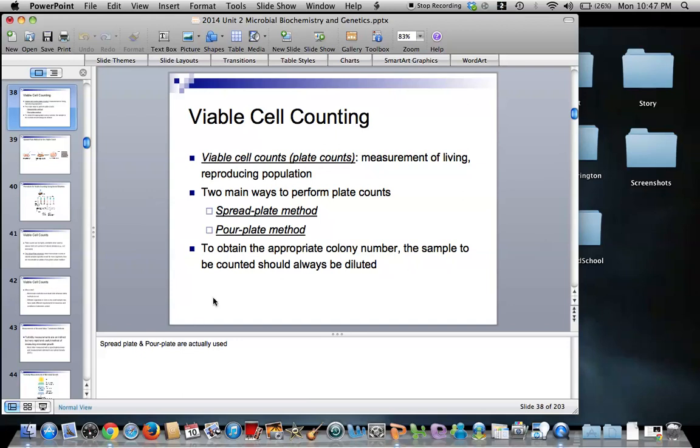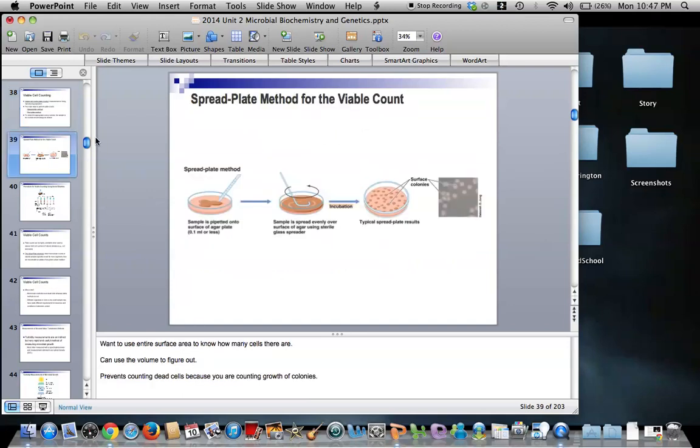And you do it by serial dilution to make sure that you do not have too many cells or too few cells. They should be in the 20 to 200 range of cells on the plate to be an appropriate viable cell count. And you want to use the entire surface, and you can use the volume to figure out what the concentration is and how many you have living in your culture. And obviously you can't count dead cells if you only count things that are growing.